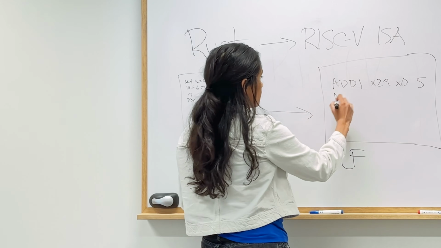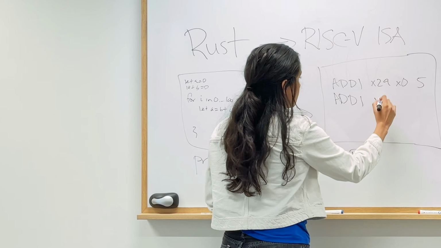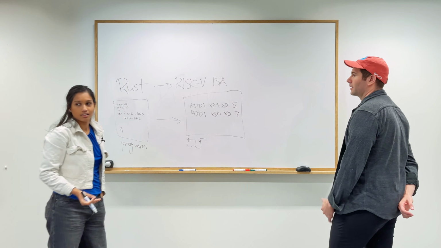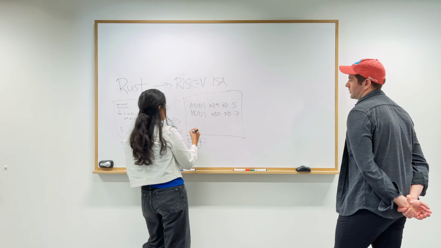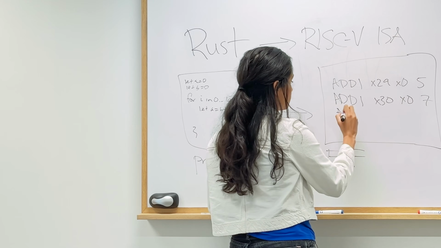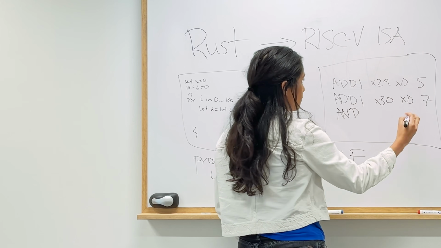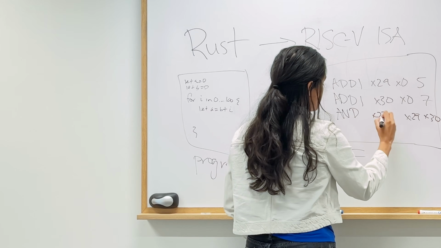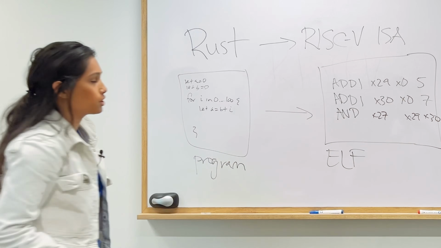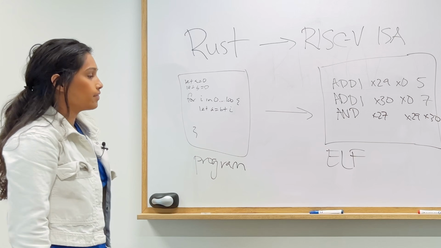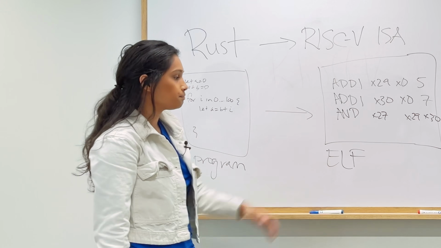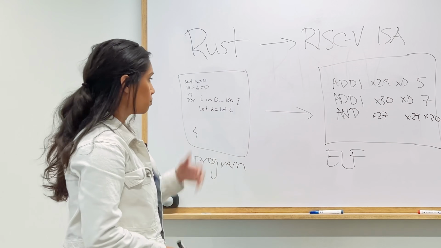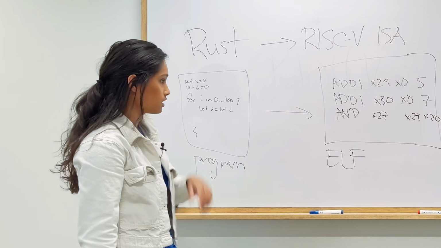So I might do that again. And all of these concepts are traditional computer science concepts. Yeah, right? There's nothing ZK specific going on here. No. And then maybe I'll and the values in the 29th and 30th register, and then put it in the 27th register. So for example, you might have instructions that look like this. And this is all contained in your ELF file. So that's a representation of your program in terms of these RISC-V instructions.